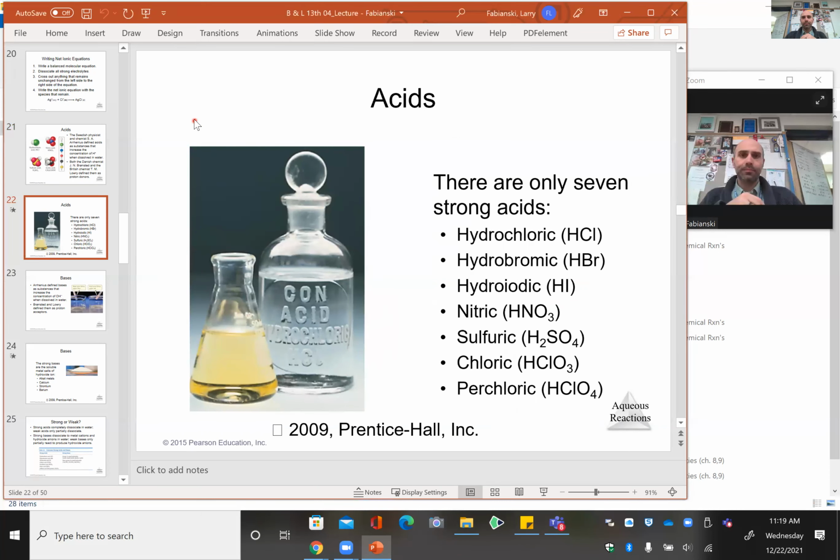All right. So acids, there are only 7 strong acids out there: hydrochloric, hydrobromic, hydroiodic. We look at our periodic table up there. We see chloric, bromic, and iodic are all halogens, right? Nitric, sulfuric, chloric from the chlorate ion, excuse me, and perchloric from the perchlorate ion. Okay, those are our 7 strong acids. Notice they all have an H in there. They would all increase the hydrogen ion concentration when dissolved in water.